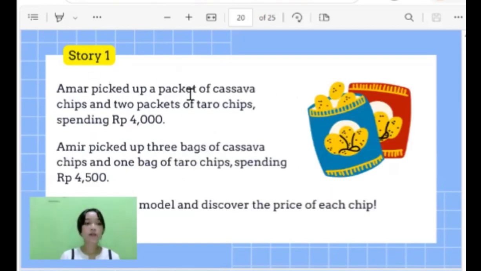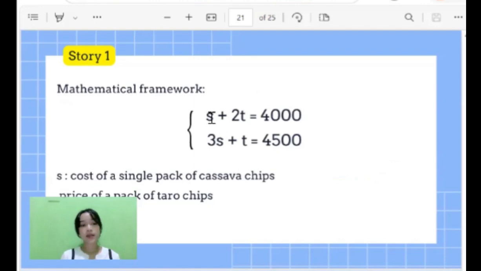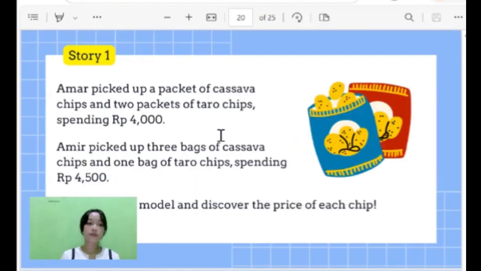Amar picked up a packet of cassava chips and 2 packets of taro chips, spending 4,000. And Amir picked up 3 bags of cassava chips and 1 bag of taro chips, spending 4,500 rupiah. Create a math model and find the price of the chips. We assume a packet of cassava is S and a packet of taro chips is T. So, the mathematical model: the first equation is S plus 2T equals 4,000, and the second equation is 3S plus T equals 4,500. S is the cost of a single pack of cassava chips, and T is the cost of a single pack of taro chips.